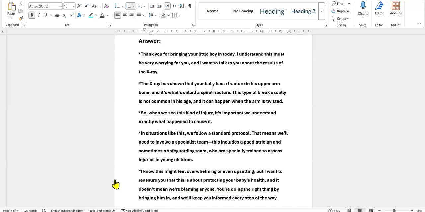If she tells you, doctor, I'm leaving, I want to take my child, I know this might feel overwhelming or even upsetting, but I want to reassure you that this is about protecting your baby's health. And it doesn't mean we are blaming anyone. Can you see, doctors? We're not blaming anyone. We are not pointing to anyone. We are following the protocols. Okay, doctors? Let's do the next one.